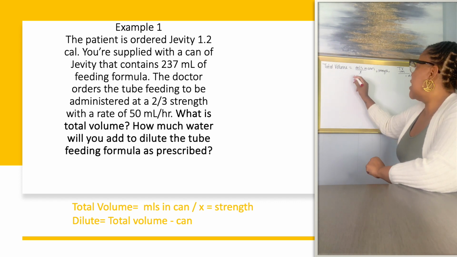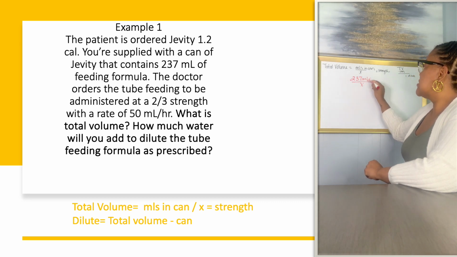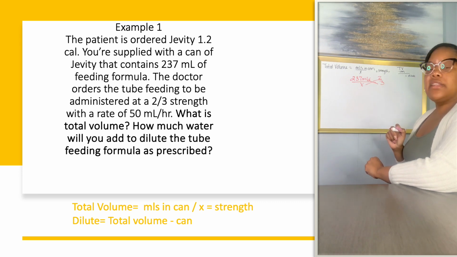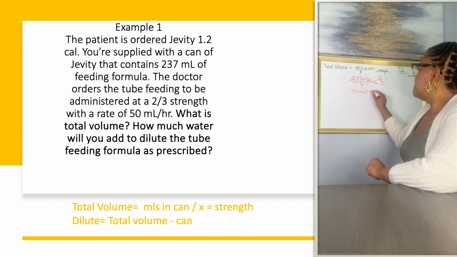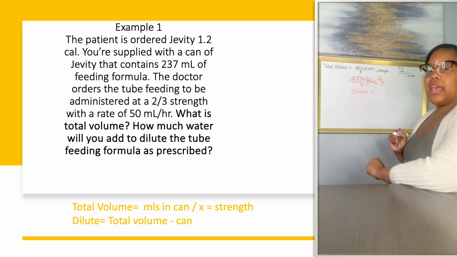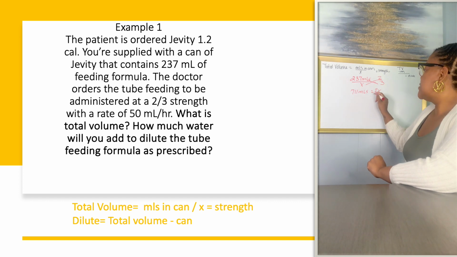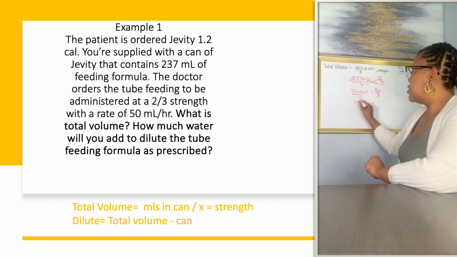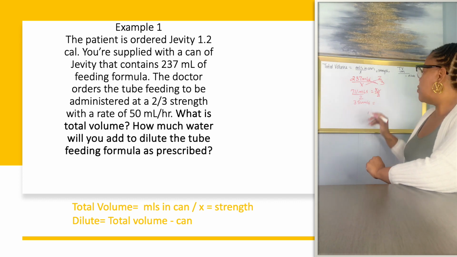So how many mLs is in the can? 237 over X, and the strength is 2/3. So we're then going to cross multiply. So 237 times 3 is 711 mLs, and 2 times X is 2X. So we're then going to isolate the X, so we're going to divide by 2. And we're going to get 356 mLs. All right, so that will give us our total volume.